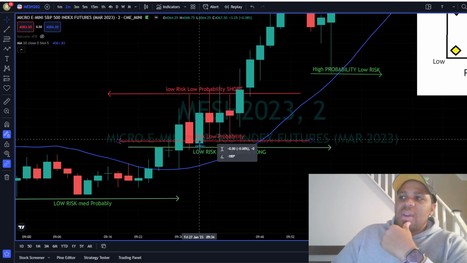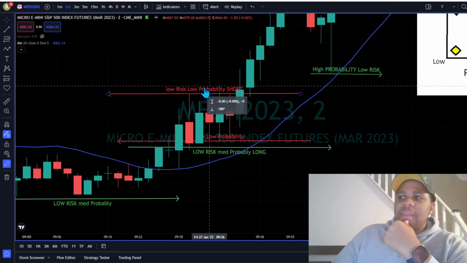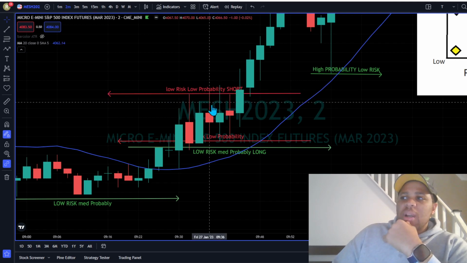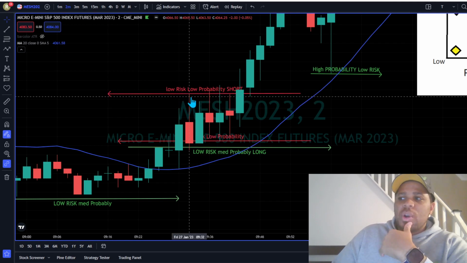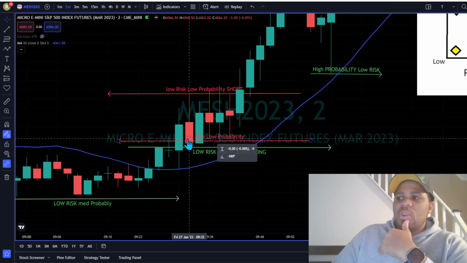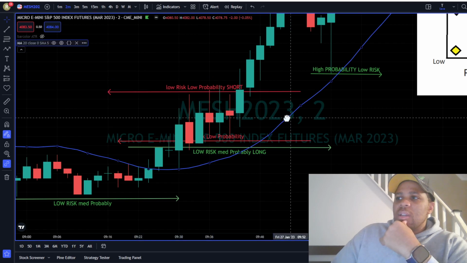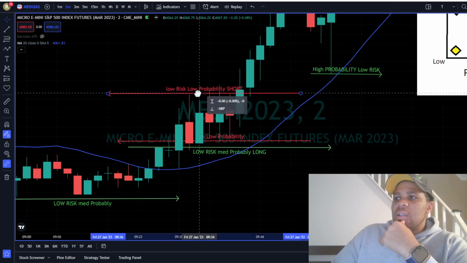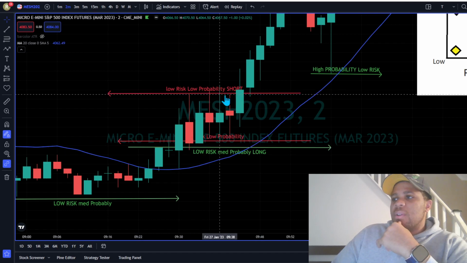So you could say, okay, I'm going to short this market if it comes back up here. Okay, that would be a low risk, low probability short. Okay, let's take it first. Why is it low risk? Well, it's low risk because you're only going to short this candle right here, or you're only going to get out.